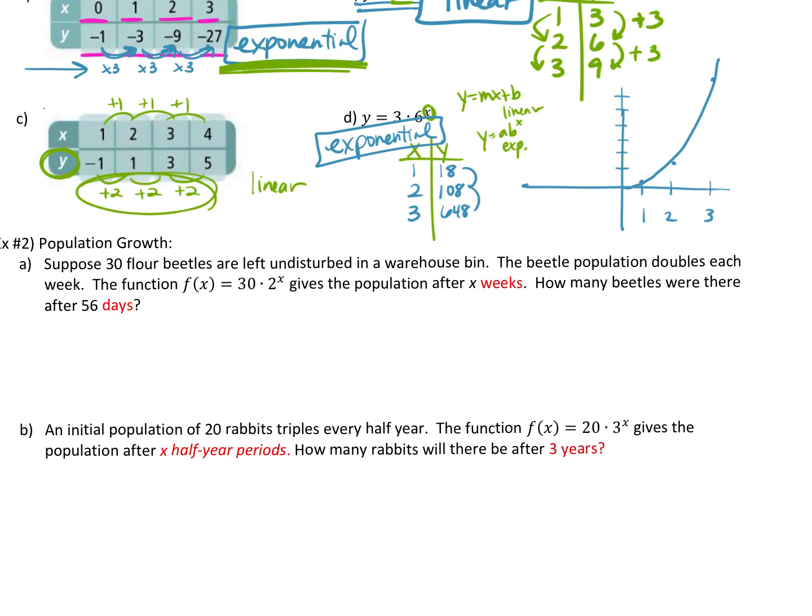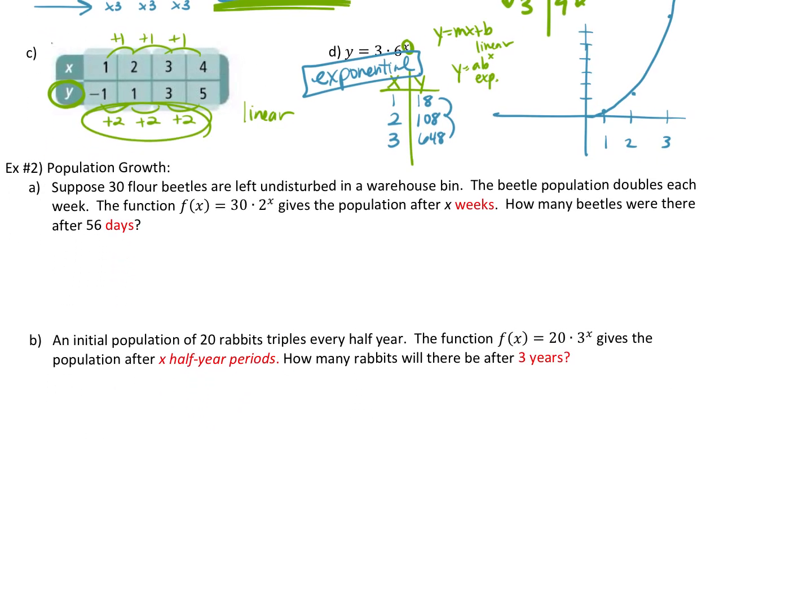Okay, population growth says this. Stick with me. Suppose 30 flower beetles are left undisturbed in a warehouse bin. This is gross. The beetle population doubles each week. Here's the function for that. Okay, so you don't have to come up with the function yourself. This is telling you. But do you see where it makes sense that it doubles in the function? What's the thing in the function that tells us that? It's the 2. This is your growth factor. We're doubling, okay? But you don't have to come up with it. I just want you to understand where that's coming from.